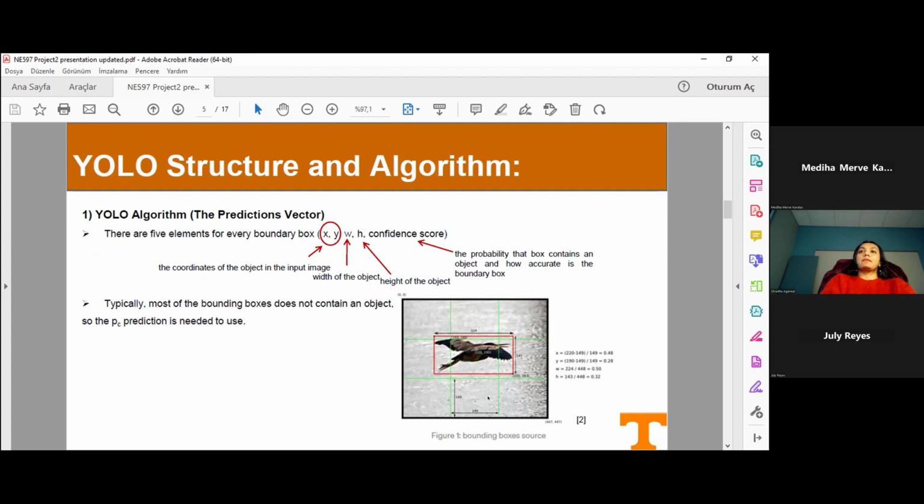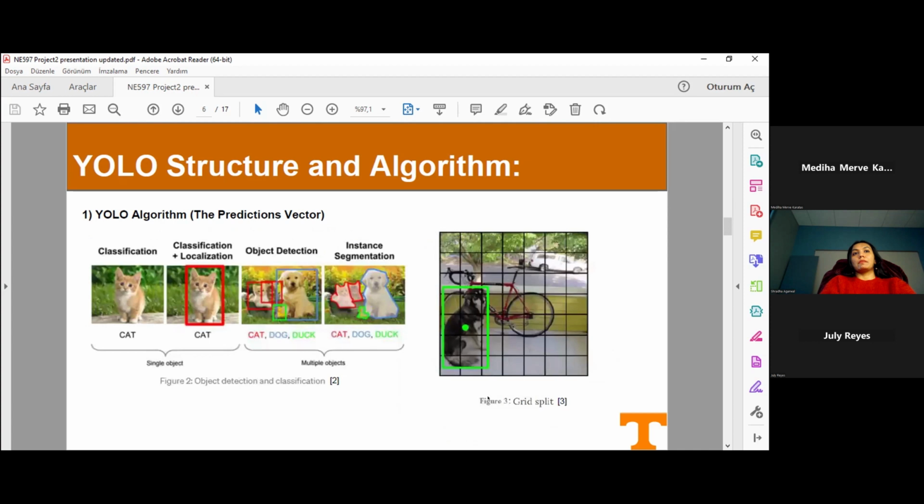A bounding box is an imaginary rectangle that serves as a point of reference for object detection and creates a collision box for that object in image processing projects. Typically, most of the bounding boxes do not contain an object, so prediction is needed. The YOLO algorithm divides the given input image into an SxS grid system, as you can see here. Each grid on the input image is used for detection. The grid cell predicts a number of bounding boxes for an object.